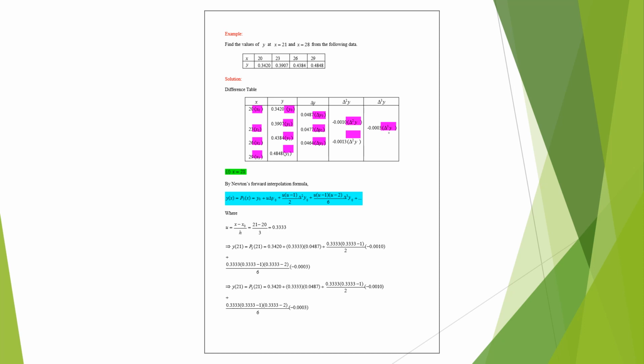Here u is equal to x minus x naught divided by h. So here the x value is 21 and the x naught value is 20, and h is the difference between x naught and x1, which is equal to the difference between x2 and x1, which is equal to the difference between x3 and x2. So the difference between 23 and 20 is 3, and also between 26 and 23 is 3. So the value of h is 3.